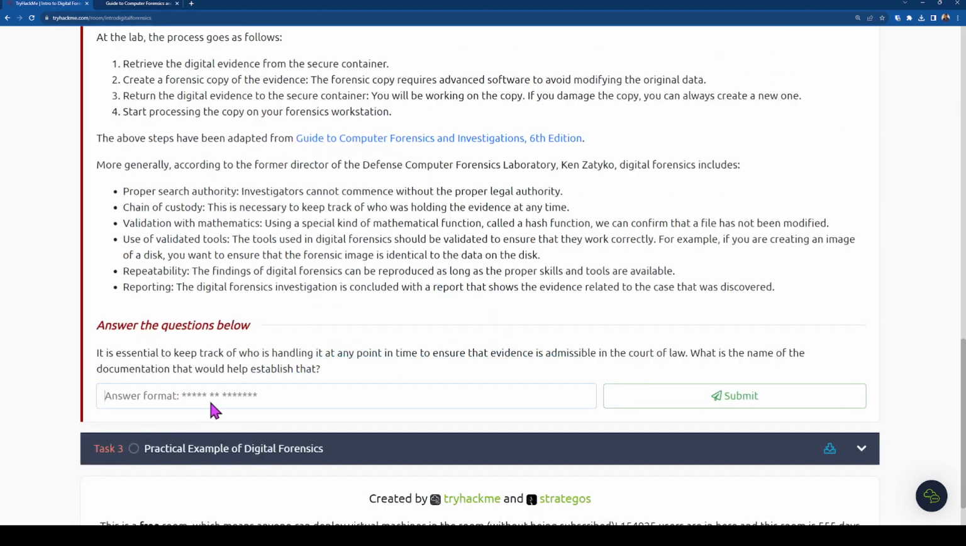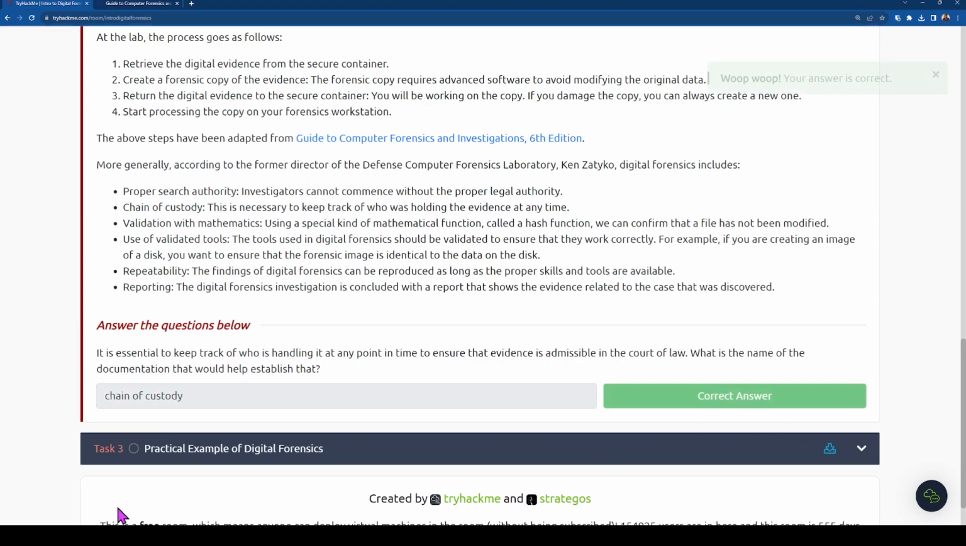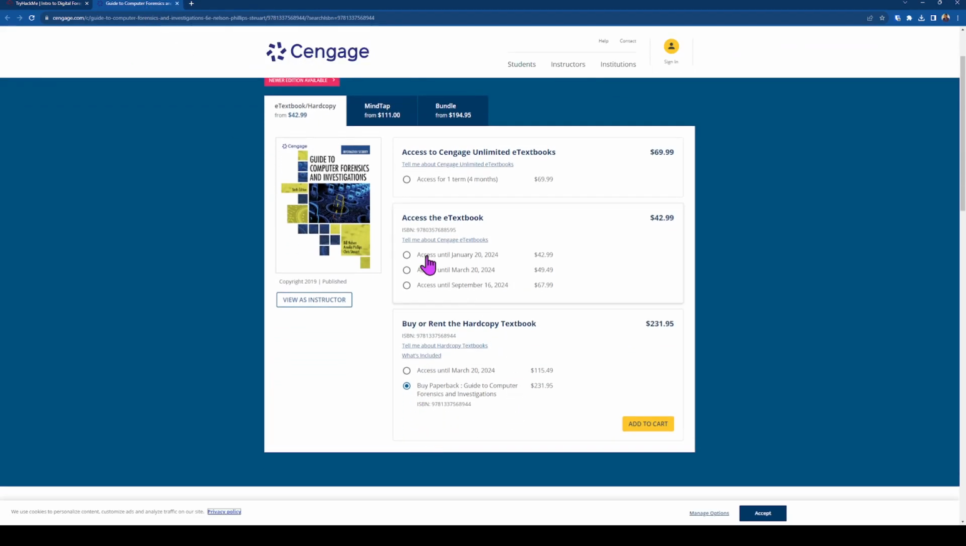Let's see what the box says. All right, the box agrees. It would definitely be our chain of custody document.